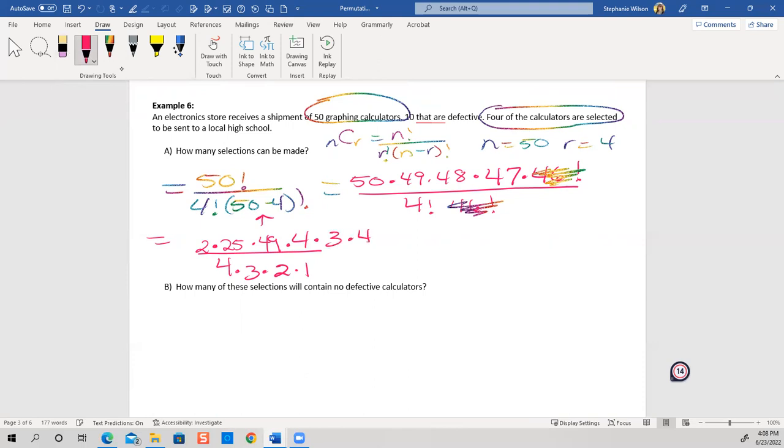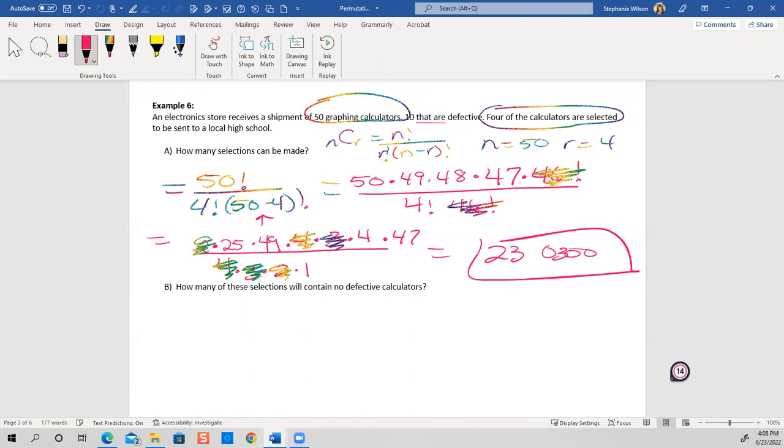Can y'all see what I'm trying to do? I'm trying to reduce my numbers here. And then let's bring down the 47. And let's reduce the 2s, the 4, the 3. And now what am I left with? I'm left with 25 times 49 times 4 times 47. And my answer is 230,300. And my spacing here is terrible. There we go. So that's how many selections can be made.